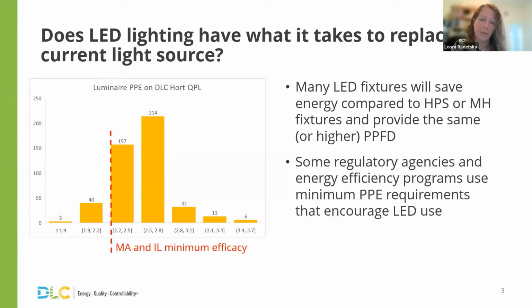Now, one of the things that's happening in the market is there are regulatory agencies that are providing different ways to save energy and still comply with the regulations. One of the things that's nice about LED is if you use the minimum PPE compliance pathway, for example, that Massachusetts and Illinois provide, you can use more efficient technologies and choose the light level that you want to grow at. The opposite way is to cap your LPD, essentially to cap your PPFD levels and then be able to use the older technologies. And that's a way of balancing energy efficiency and production.